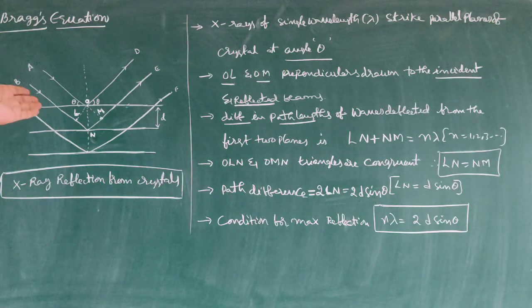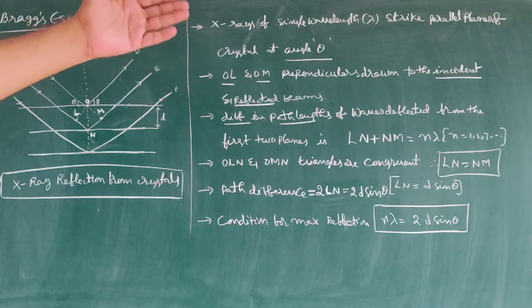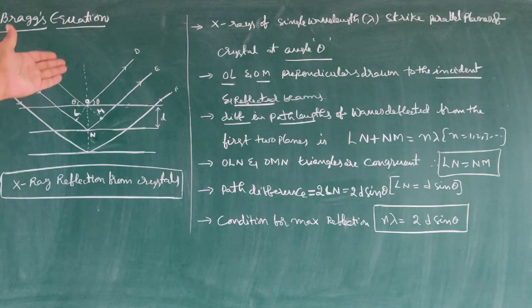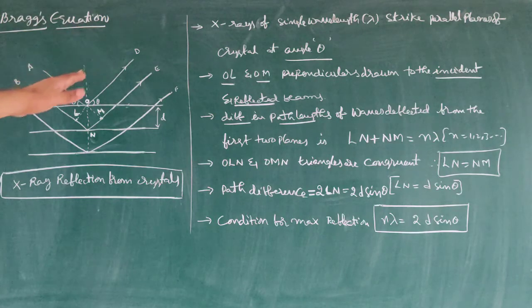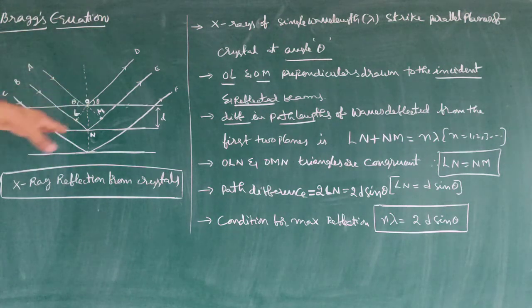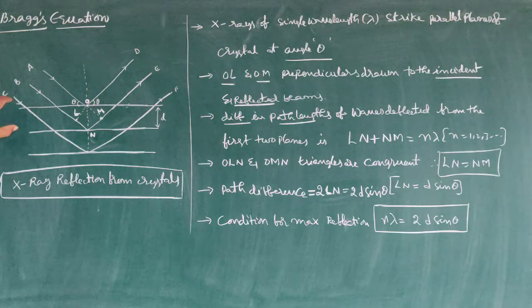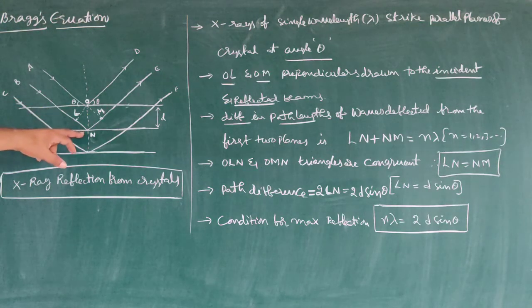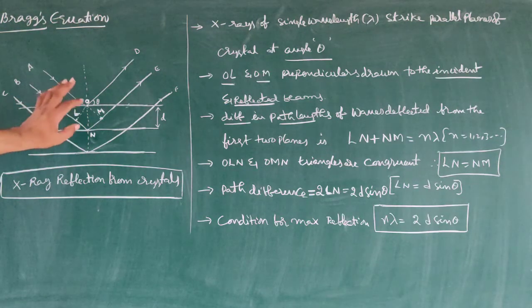They can strike parallel planes of the crystal at an angle of theta. After that, they can reflect like that. A strikes at theta angle and reflects towards D like that. B towards C towards F like this. The distance between these two successive planes is small d. Okay, this is theta, this is L, this is N, this is M, this is O.